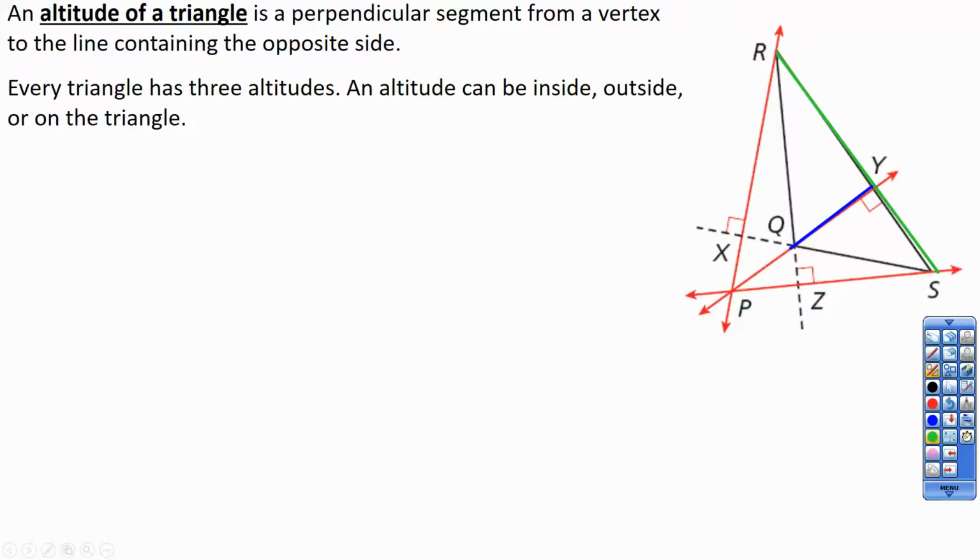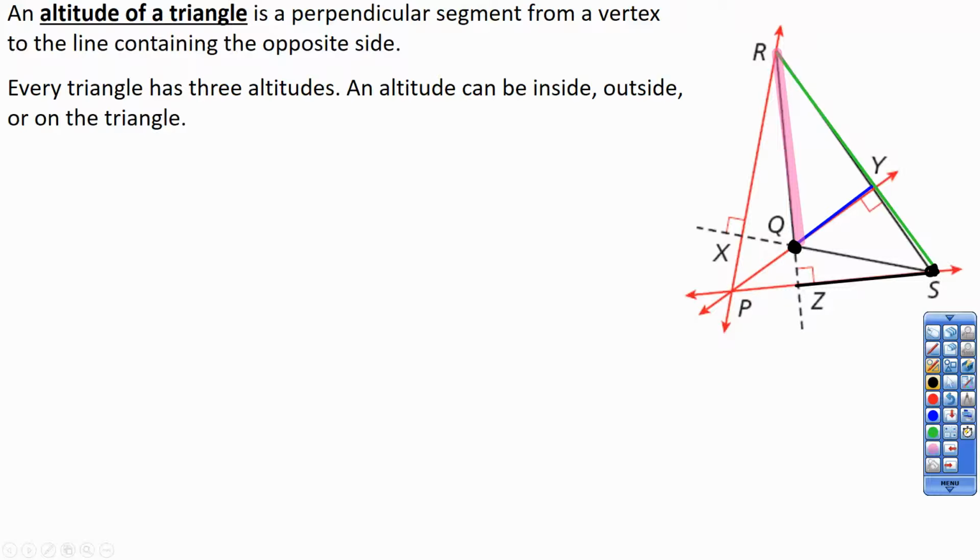Thank you. All right, so YQ is an altitude, but if we want RQ to be our base, what is the altitude of RQ? And it turns out that the altitude of RQ is ZS. The altitude is always perpendicular to the base, passing through the opposite point.